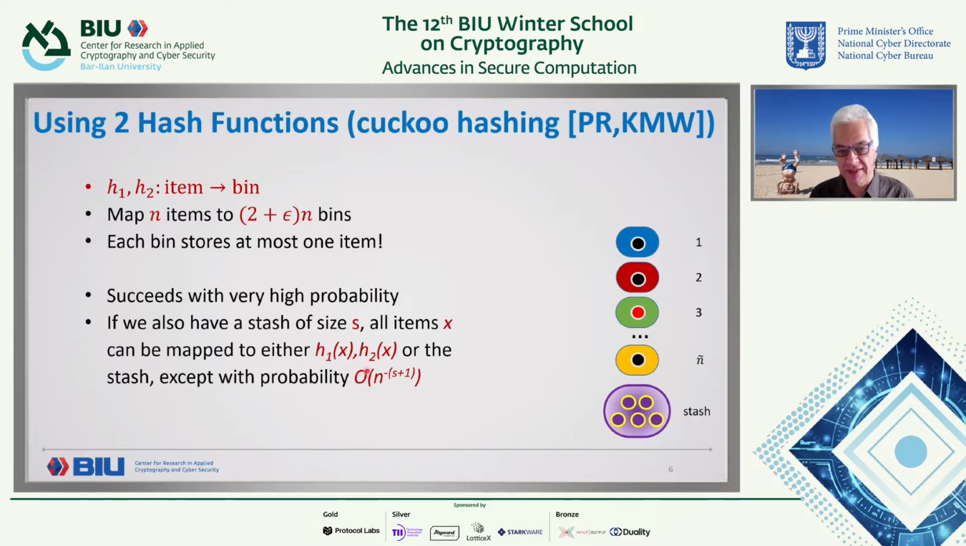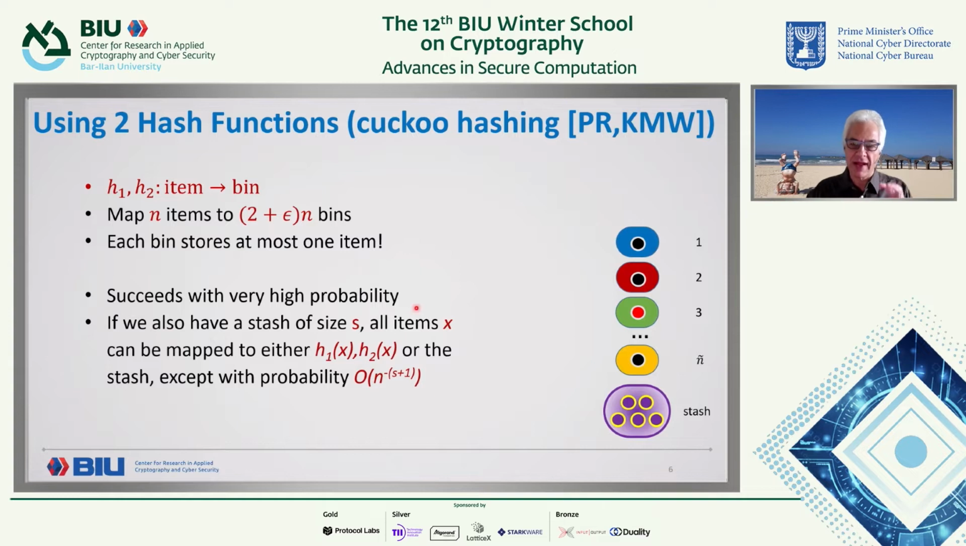A stash of size S items ensures a failure probability of n to the minus S plus 1. So a stash of only size 2 ensures a failure probability of n to the minus 3, which is great. Basically, you map n items to 2 plus epsilon times n locations plus 2 more locations in the stash, and you get cubic failure probability. So this is great, and we can ensure that Bob has just one item in each bin.